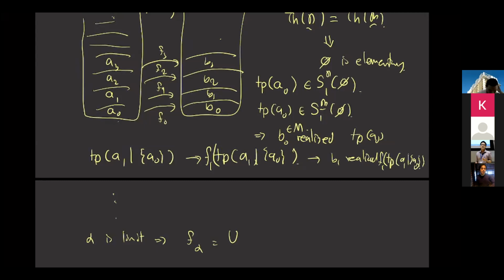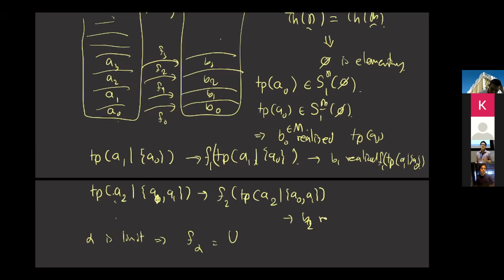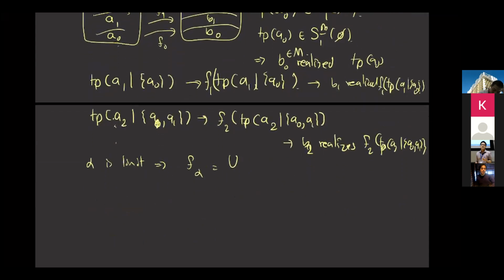A0 here, sorry. And right, so the next step is going to be something like you want to look at the type of A2, it's going to be A0 and A1. And then you look at F2, type of A2, and then A0, A1. And then you let B2 realize F2, the type of A2, A0, A1, and so on. And you're going to let F alpha to be the union of F psi for psi less than alpha.